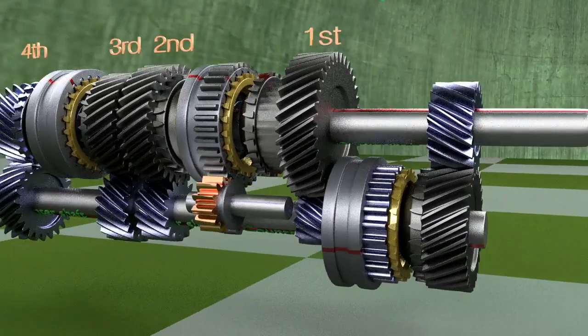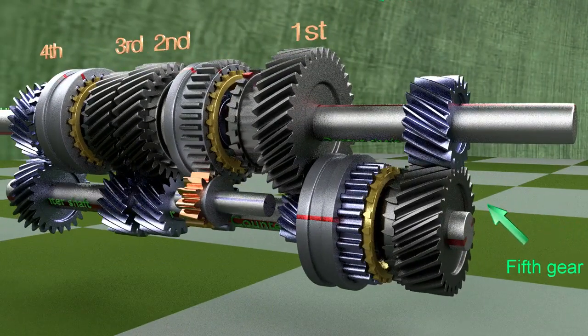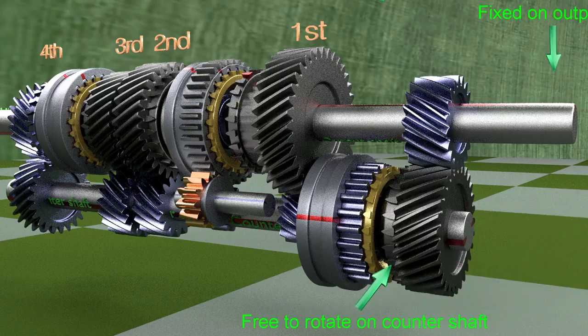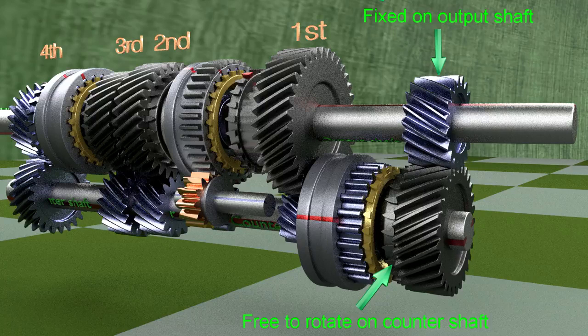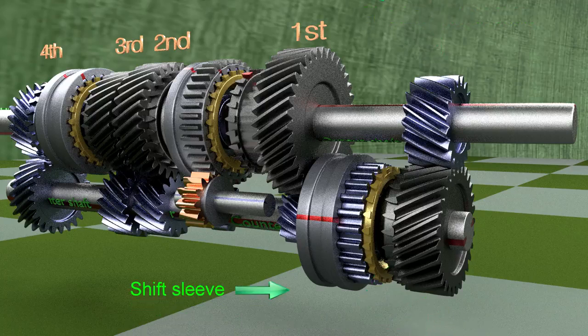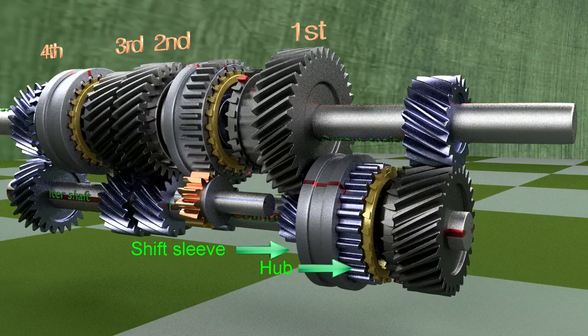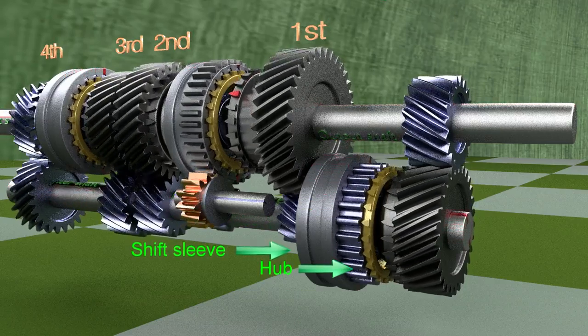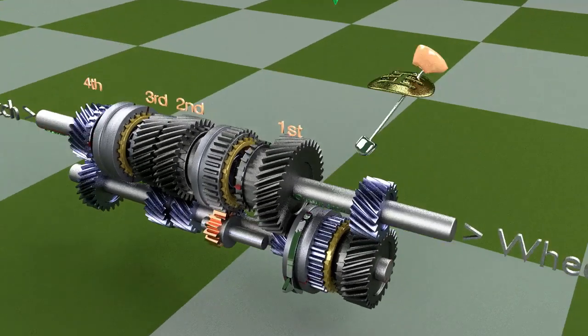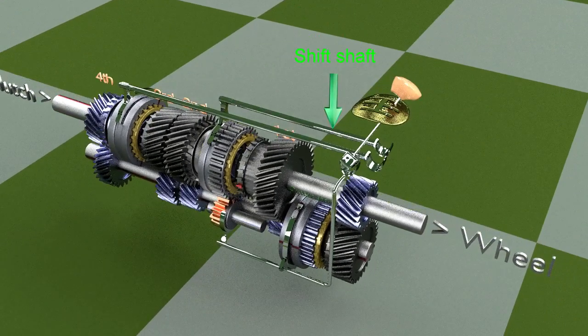For higher speed, a fifth gear is provided. In this case, the freely rotating gear is on the counter shaft and the fixed gear is provided on the output shaft. The gear can be locked on the counter shaft with the help of a shift sleeve and a hub fixed on the counter shaft. Shift shafts are provided to change the gears.